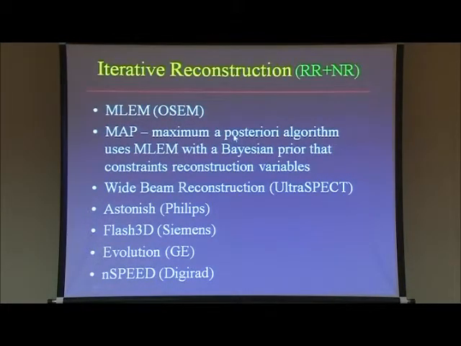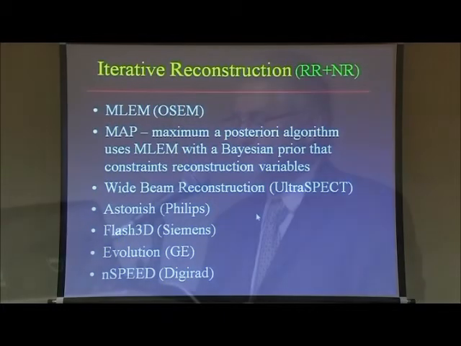So even if you can't afford the newer fancy detectors, you can afford these new reconstruction algorithms. And now all the major companies, Philips, Siemens, General Electric, and Digirad, have different flavors of this type of reconstruction algorithm. And even a smaller company, UltraSPECT, started promoting this kind of reconstruction algorithm.